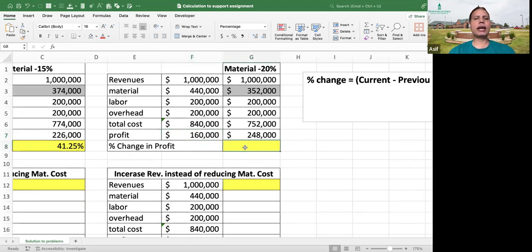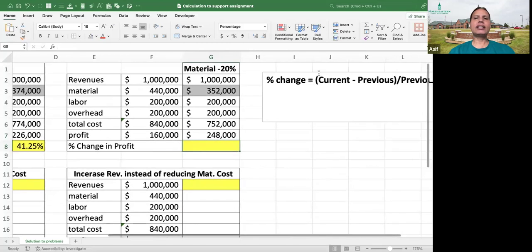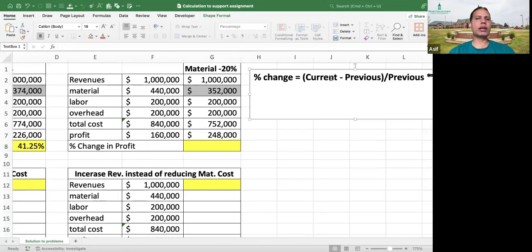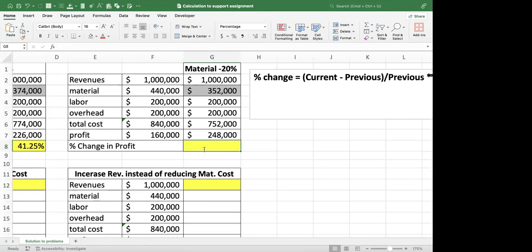Now, in the next step, we are going to calculate what is that percentage change, which means when we move from 160,000 to 248,000, how much change it represents. And we'll be using the same formula that we just used earlier, which means percentage change is equal to current minus previous divided by previous, and then you can multiply by 100 to calculate percentage. So can you please do it quickly and tell me what answer do you get for this percentage change in profit? I got 55%.